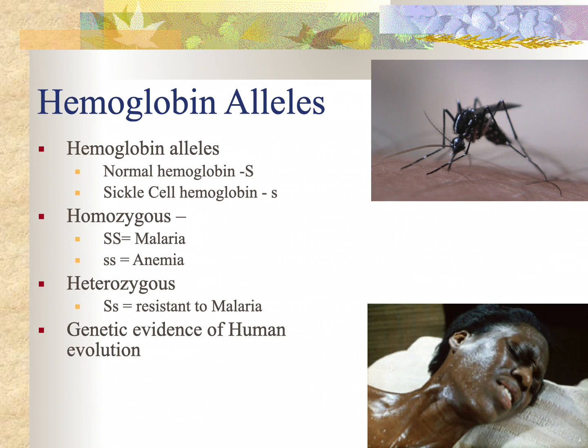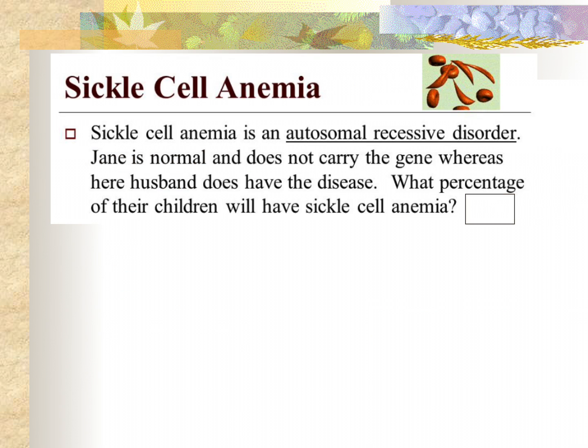Here's another one with hemoglobin. This is a system where there's 2 different alleles, the normal hemoglobin and the sickle cell hemoglobin. Homozygous individuals, if you have 2 dominant genes, you're susceptible to malaria. If you have 2 recessive genes, you'll have sickle cell anemia. The heterozygotes are resistant to malaria. And so sickle cell anemia is an autosomal recessive disorder. Jane is normal and does not carry the gene, whereas her husband does have the disease. What percentage of their children will have sickle cell anemia?